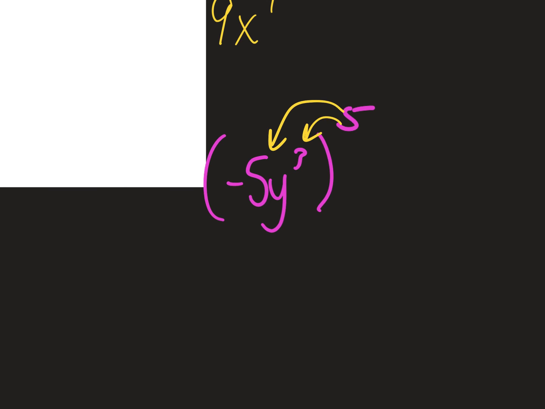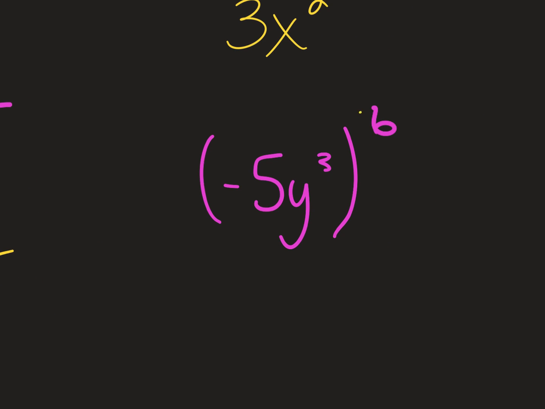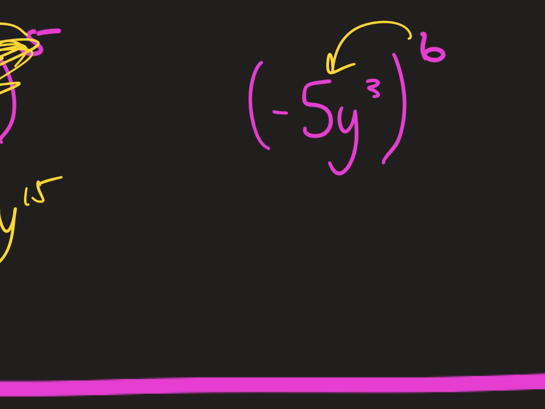5. Negative 5 to the 5th power is... What is it? I don't know. I was guessing. Hold on. Negative 5 to the 5th power is negative 3125. And then I have y to the 15th. So then I have negative 5 to the 6th power. Got a guess for that one, kiddo? It's 15,000 something. It's 15,625, right? Y to the 18th.